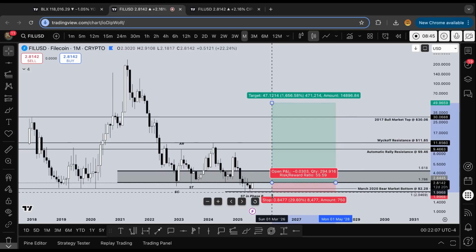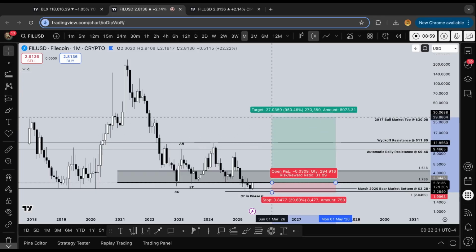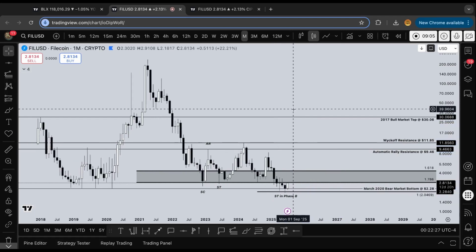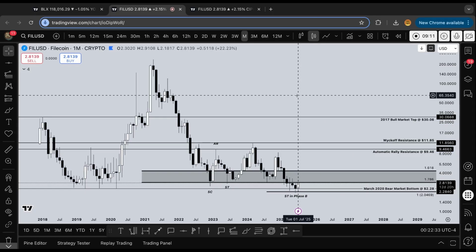Yeah, so even if Filecoin rallies back up to the Wyckoff resistance levels, you're risking $1 to make $8, which is very worth it. And if Filecoin gets back to the 2017 bull market top, you're looking at risking $1 to make $30. So regardless, should Filecoin even have some sort of dead cat bounce or relief rally before the next bear market, the gains could be absolutely substantial.